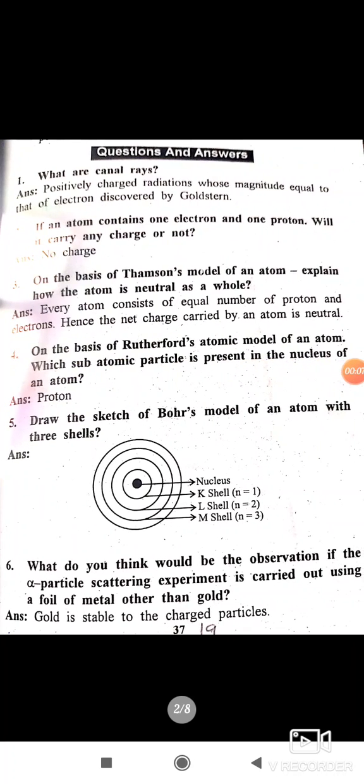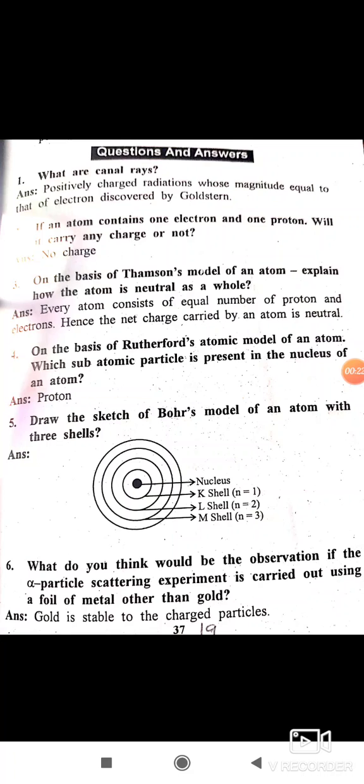Good morning everyone. Today we will revise the chapter structure of the atom. So what are canal rays? Positively charged radiations whose magnitude is equal to that of an electron, discovered by Goldstein.